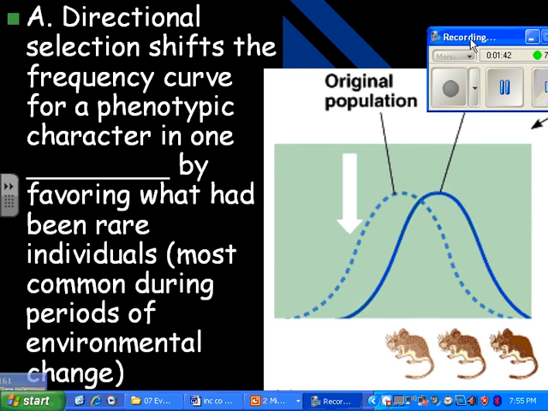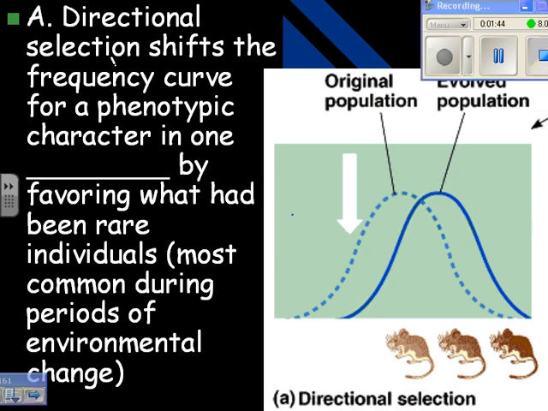So let's look first at directional selection. This is selection that shifts the frequency curve for a phenotypic character in one direction by favoring what had been rare individuals before. So this is going to be more common in periods of environmental change. Otherwise, it would have happened earlier. So there's some kind of change to the environment. Maybe there's no more beach in the area, or maybe there's an industrial revolution and the ground gets darker or whatever. For some reason, the light ones die more. Usually, they're going to be seen better by predators or something. So the whole population sort of shifts over, so you have more darker individuals.